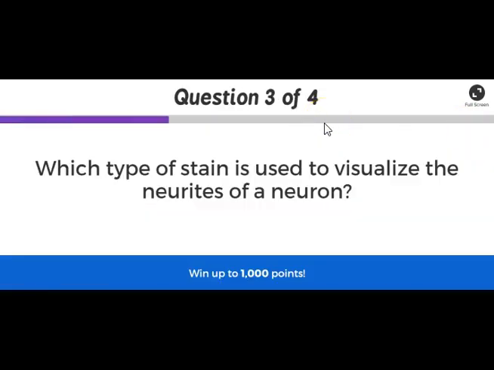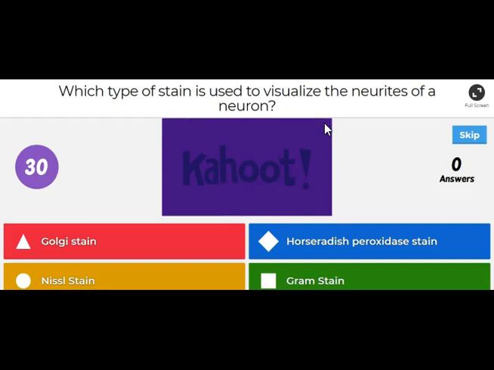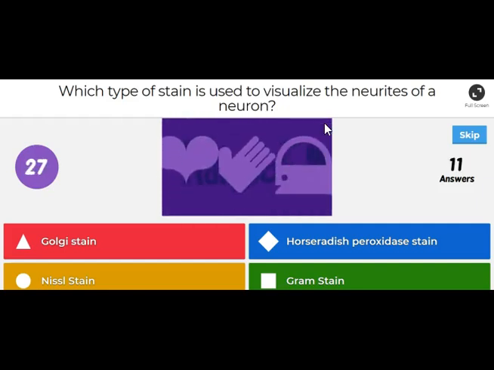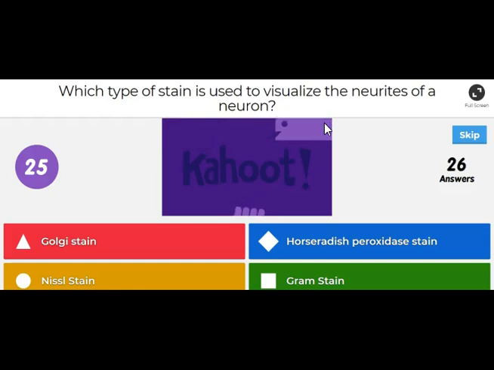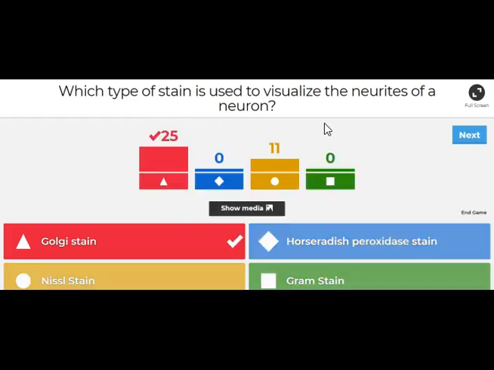Question 3. Which type of stain is used to visualize the neurites of a neuron? It is, in fact, the Golgi stain. The Golgi stain is the one that allows you to visualize dendrites and axons really nicely and clearly. The Nissl stain is very reliable for finding all the cell bodies and such, and sometimes you can see the axons, but it's pretty tough. The Golgi stain is what does it.